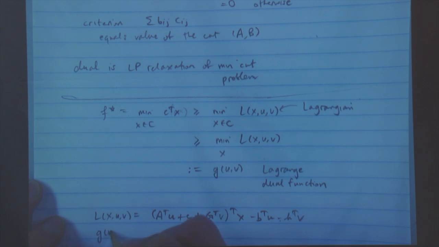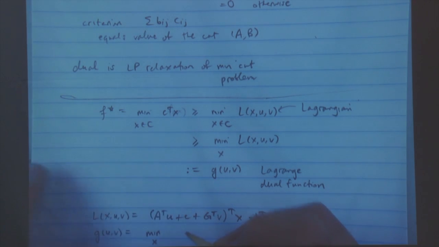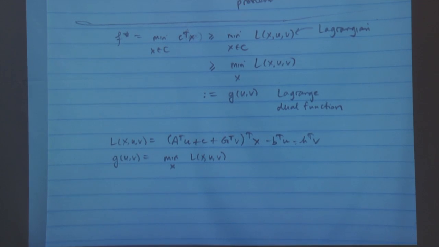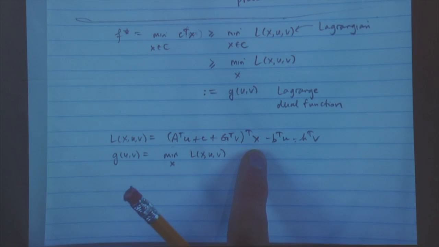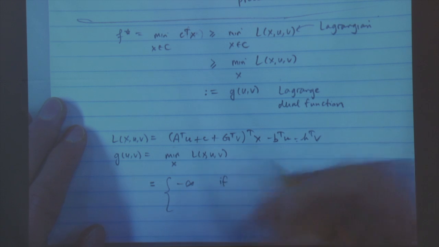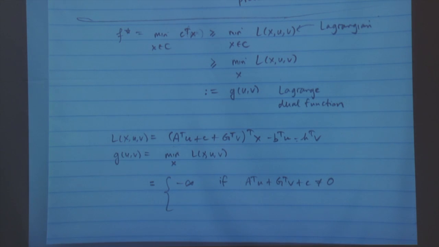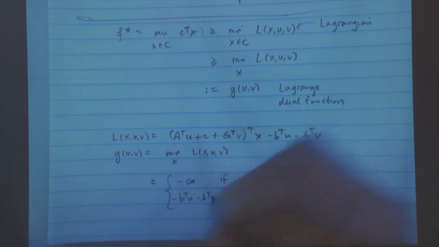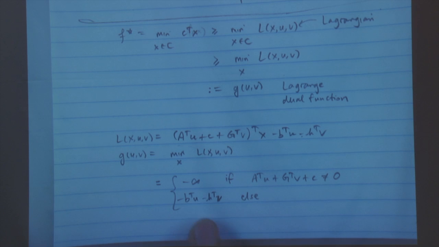The Lagrange dual function is going to be equal to the minimum of this over all x. And we know that for any u being anything and v being non-negative in every component, it serves as a lower bound on the primal criterion. What is that? Well, first of all, what happens if A transpose u plus c plus G transpose v is not equal to 0? Then we're asking to minimize a linear function with no constraints, so the minimum is just minus infinity. So it's minus infinity if A transpose u plus G transpose v plus c is not equal to 0. Otherwise, it's equal to minus b transpose u minus h transpose v. That's the Lagrange dual function.